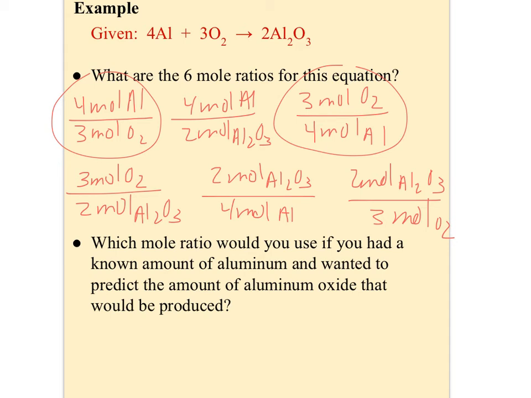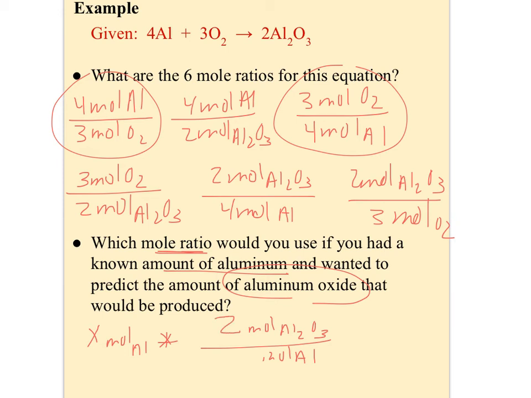Instead, what you're going to need to do is answer a question like my second one here. Which mole ratio would you use if you had a known amount of aluminum? So what I have is X moles of aluminum, and I want to predict the amount of aluminum oxide. So I would want to set up a molar ratio of what I want, moles of aluminum oxide, over what I have. I know my moles of aluminum. I want to know aluminum oxide. And according to my equation, that means I should put 2/4. Now that's a big difference, to cut something in half, 2/4, than it is to put 4/2 and double it. So it's very important you get the molar ratio set up in the correct order.